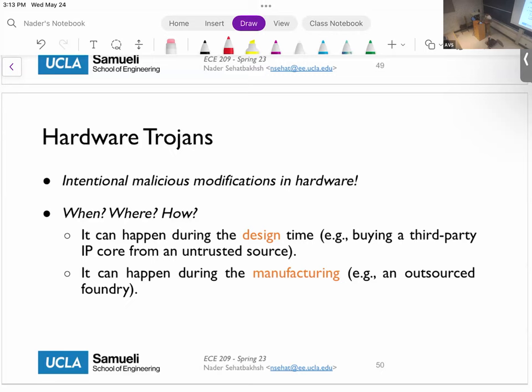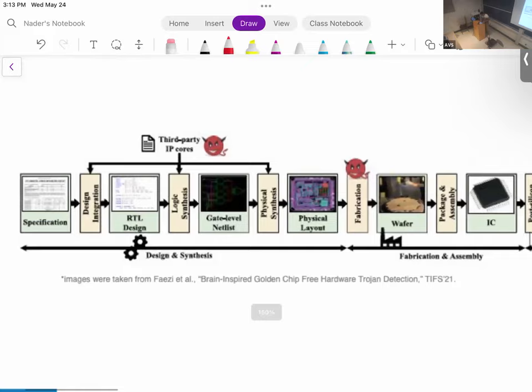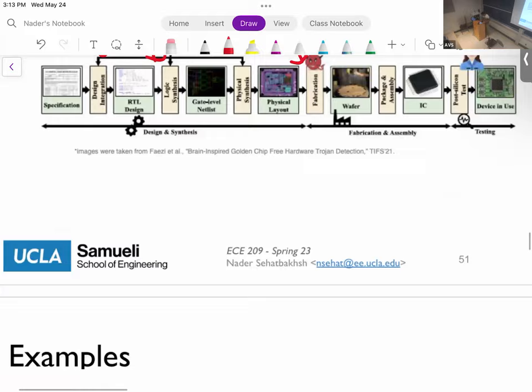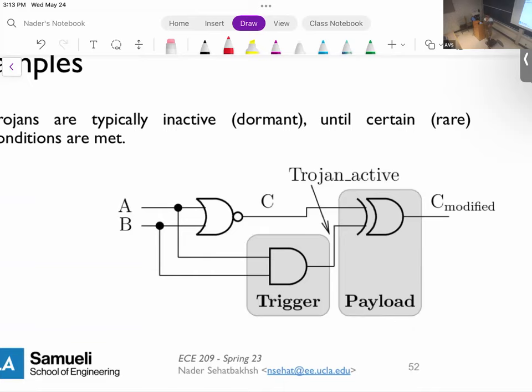Manufacturing could happen as well. So if you look at this pattern, the Trojans could happen during design, integration, logic synthesis, or during the fabrication. So what are the examples of hardware Trojans? I'm showing a very simple example of how a hardware Trojan can actually be implemented.